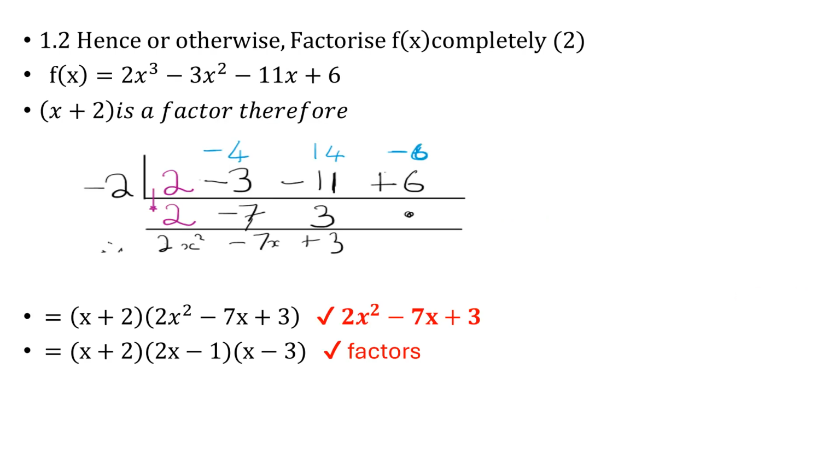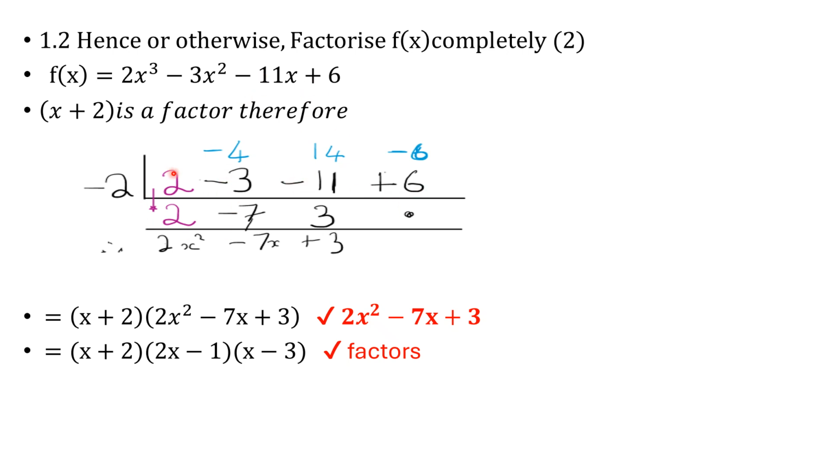Right, 1.2, and so otherwise. Factorize f(x) completely. So completely, we have to break it up into binomial, quadratic, and then factorize the quadratic further if possible. So we already know x plus 2 is a factor. So therefore, I'm using minus 2. 2, minus 3, minus 11, plus 6 go on my line.